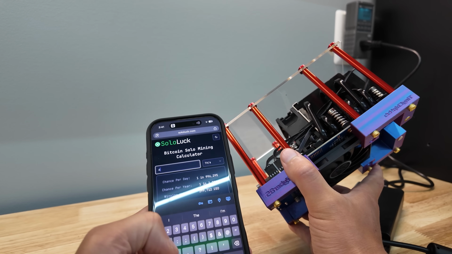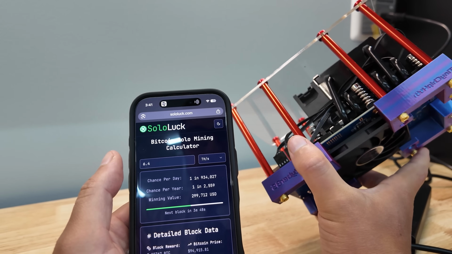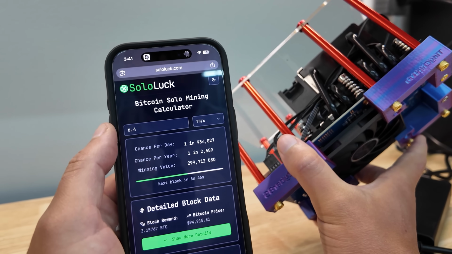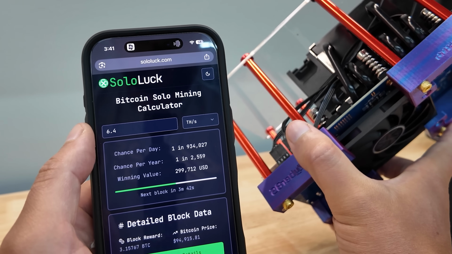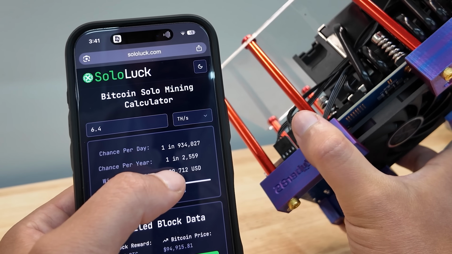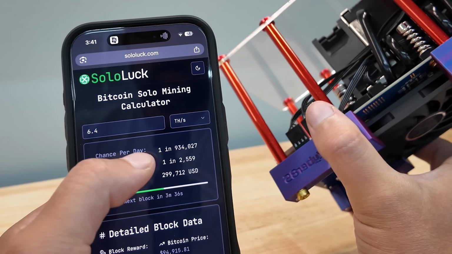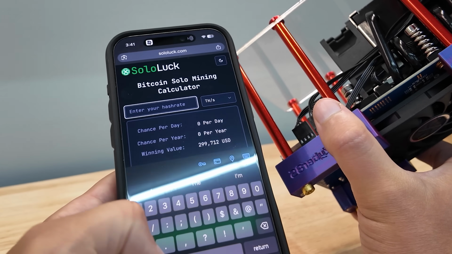Let me show you what 6.4 terahash per second looks like. It's less than a 1 in 1 million chance every day to hit a Bitcoin block. And to put that into perspective, that is great. You have a 1 in 2,559 chance over the next year. This information is updated in real time.